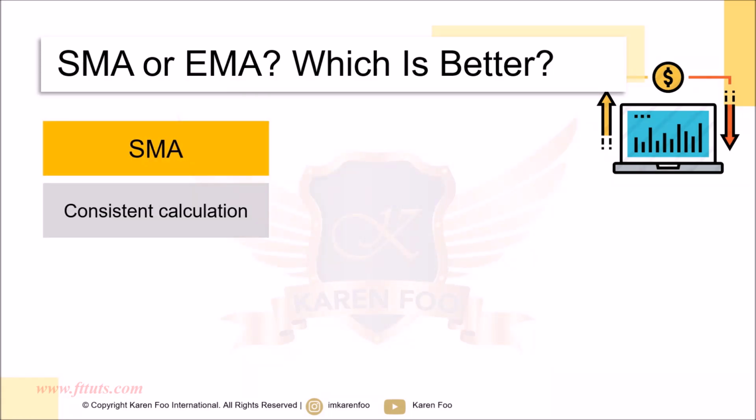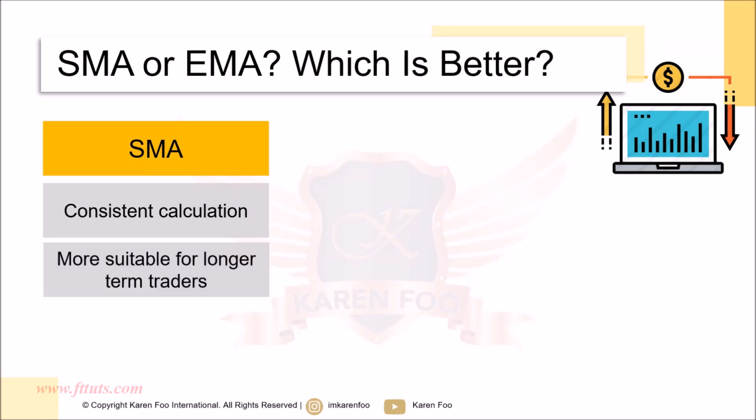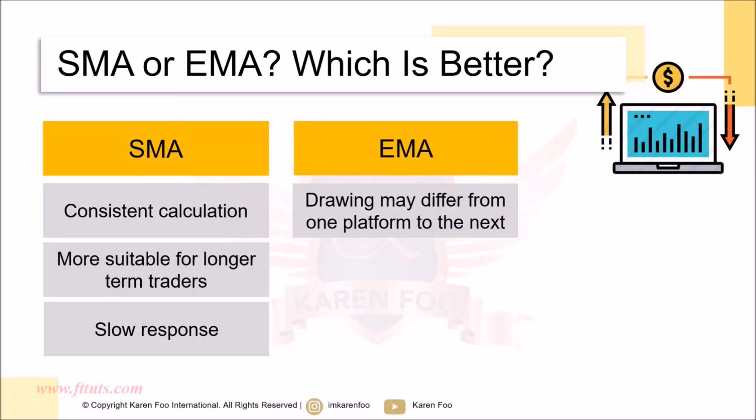Now SMA, if you look at the way it is calculated, the calculation is consistent, and it is more suitable for longer term traders, and it has a slower response to changes in price action. But the good thing about slow response is that it will give you fewer false signals. But with EMA, the drawing may differ from one platform to the next. When you're using different brokers and different platforms, you might realize that the EMA is a little bit different, but most of the brokers, they'll try to stay with the same consistent calculation, and hence the EMA drawing, okay?